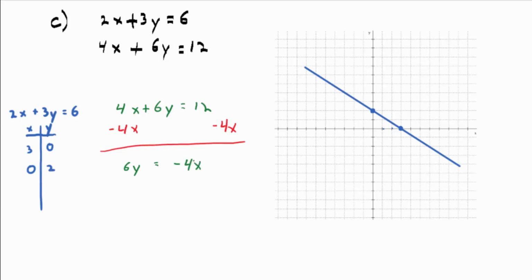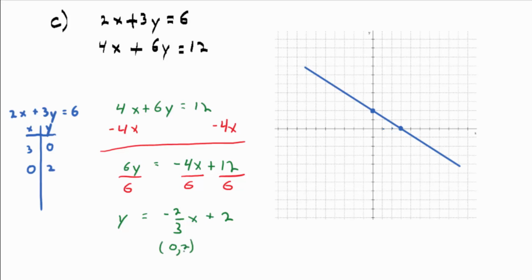negative 4x plus 12. And then what could you do? Divide by 6 and reduce the fractions. So you get y equals negative 4 sixths x. What's negative 4 sixths? Negative 2 thirds x. Plus 12 sixths, 2. All right, shortcuts. What's the y-intercept?